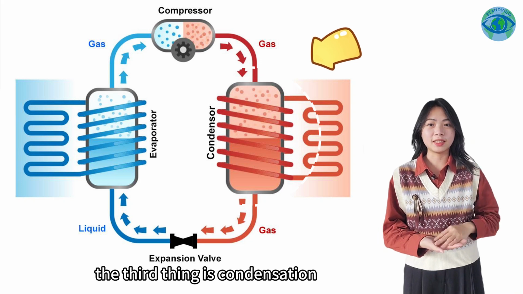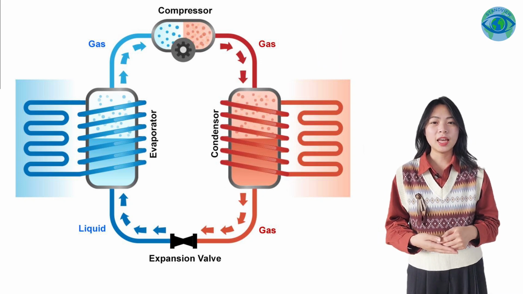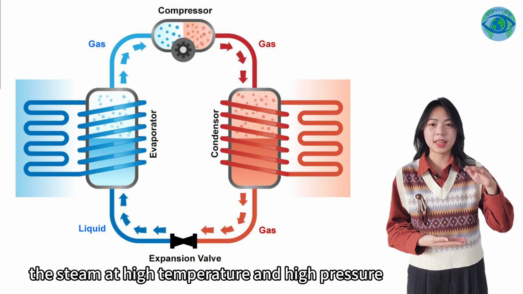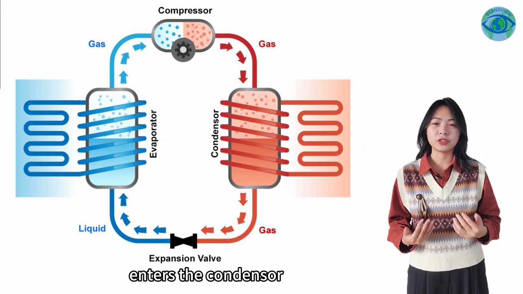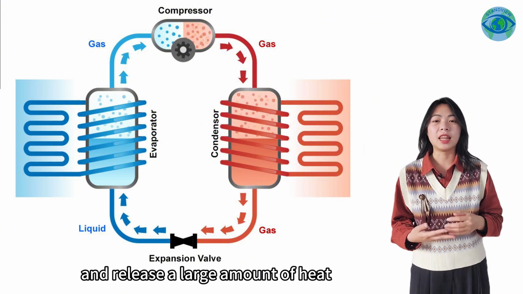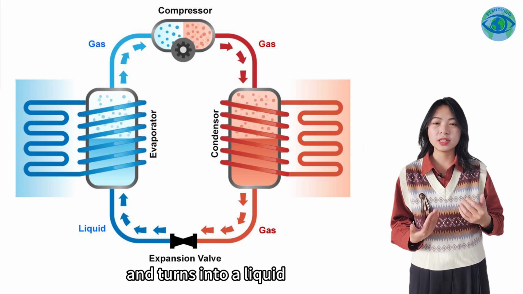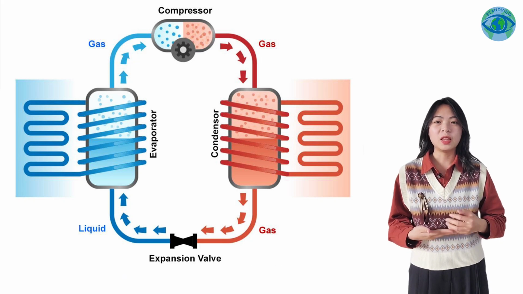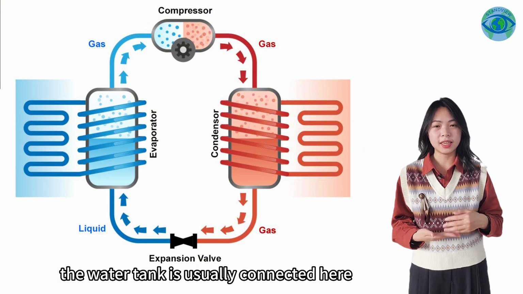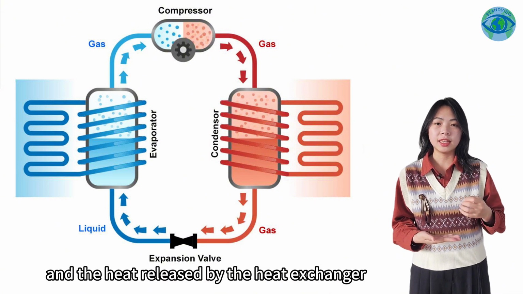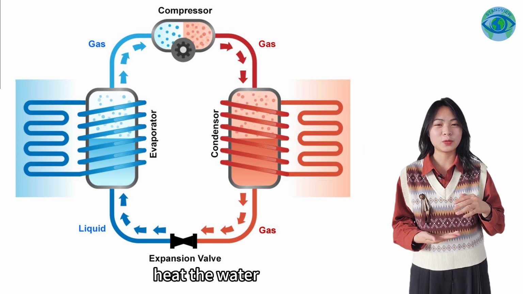The third thing is condensation. The steam at high temperature and high pressure enters the condenser and releases a large amount of heat and turns into a liquid. The water tank is usually connected here, and the heat released by the heat exchanger heats the water.